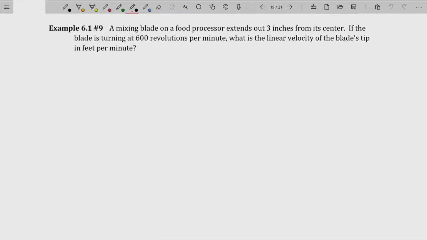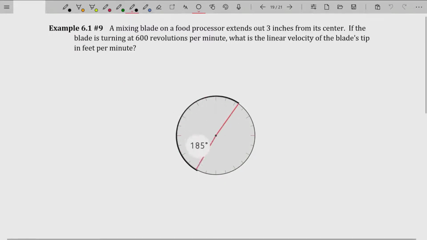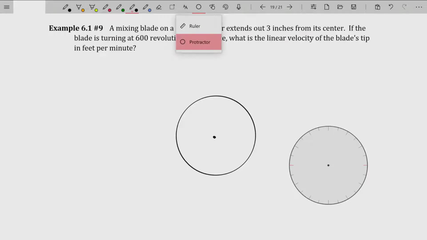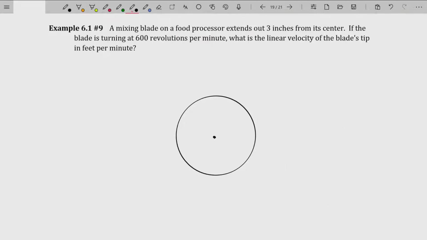Now we get to more entertaining examples. A mixing blade on a food processor extends out 3 inches from its center. So even before I continue, I'm going to draw a picture of this. We have some food processor with a central blade that spins around in circles, and the blade itself is 3 inches in radius. So we have a 3-inch radius blade.